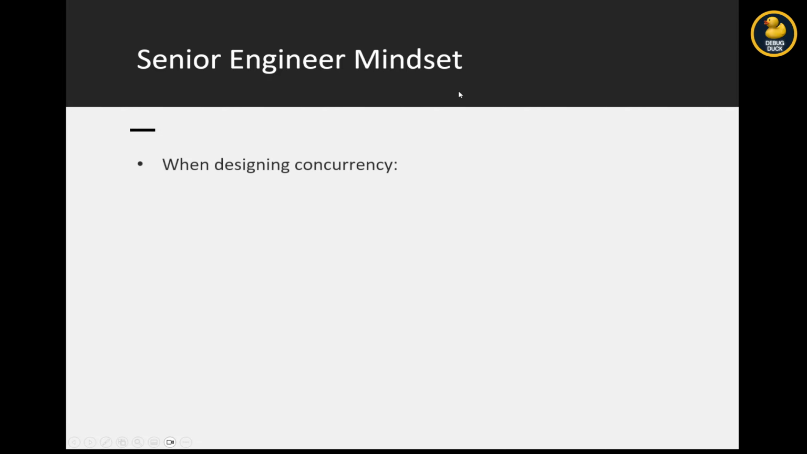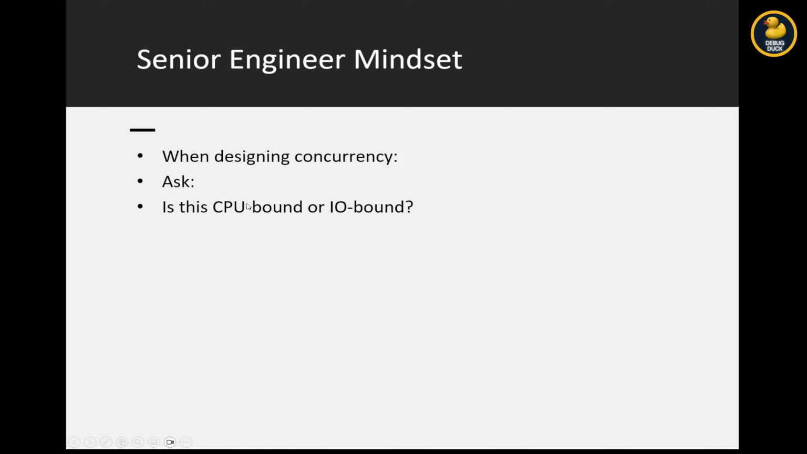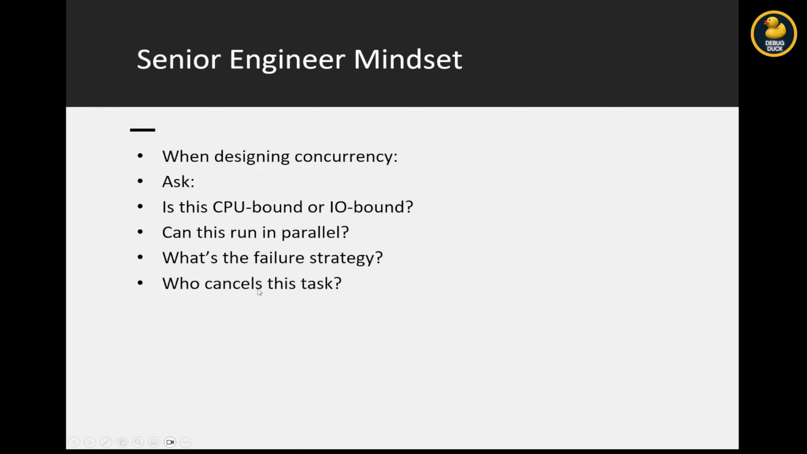Senior engineer mindset. When designing concurrency, ask: is this CPU bound or IO bound? Can this run in parallel? What's the failure strategy? Who cancels this task? Is the data thread safe?